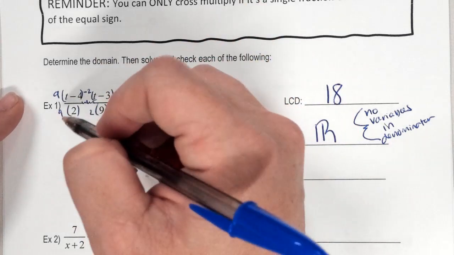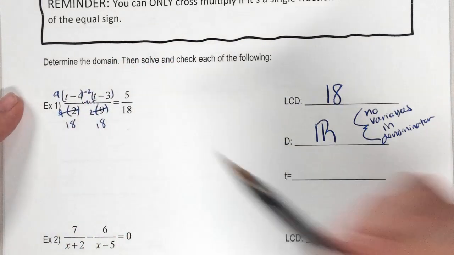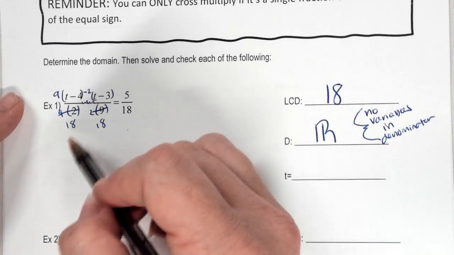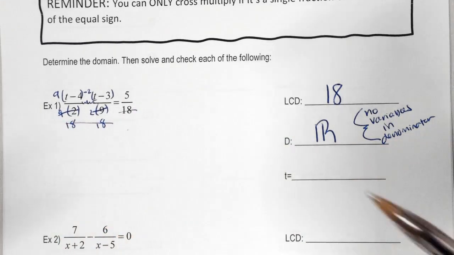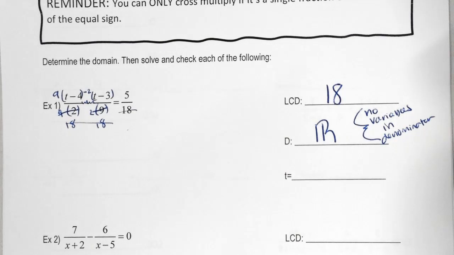So now 9 times 2 is 18. 2 times 9 is 18. Do all my denominators match? Yes. Then we can cancel them. Because this is mathematically why: if I multiply both sides by 18, doesn't that just cancel the division of 18? Yeah, so that's mathematically why we're allowed to do that.